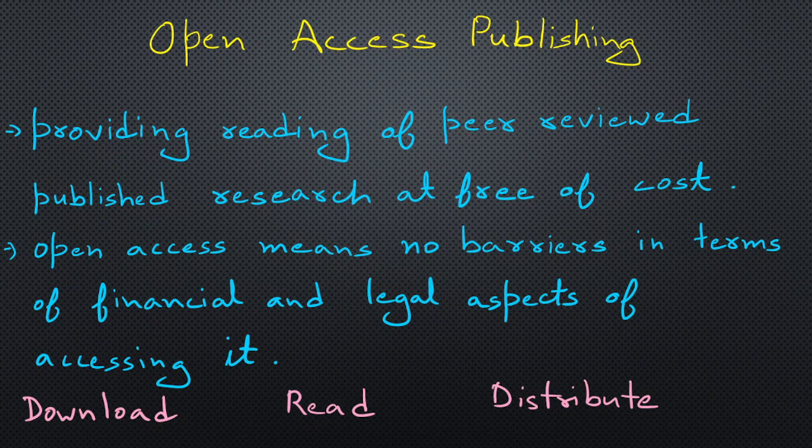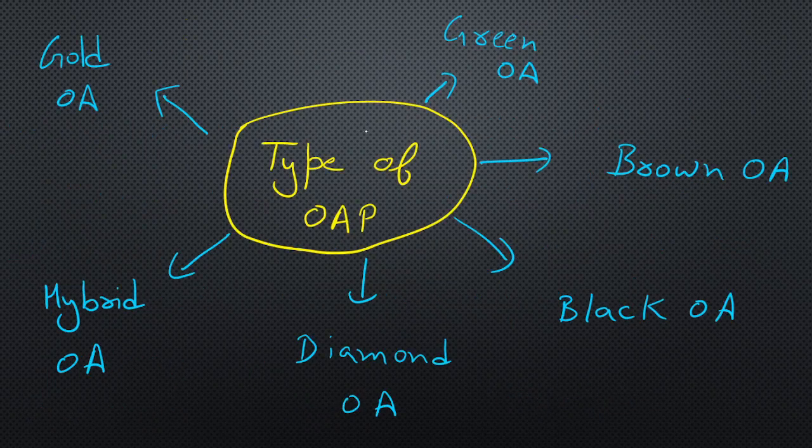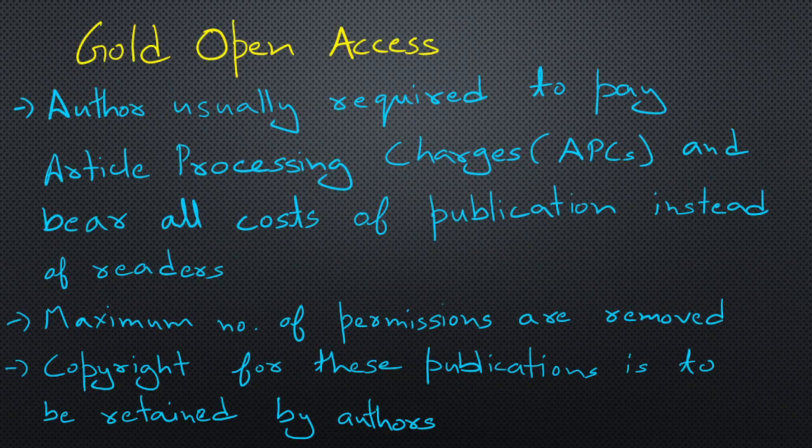Now we'll see the types of open access publishing. So there are majorly 6 types of open access publishing: gold open access, green open access, brown open access, black open access, diamond open access and hybrid open access. Now we will be looking at each of them individually. First we'll look at gold open access.